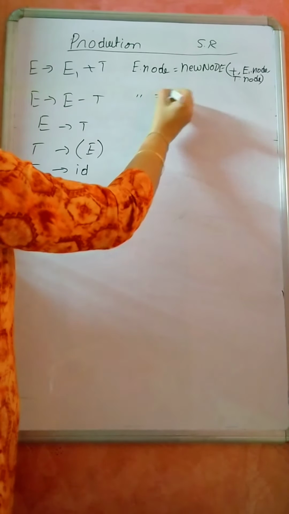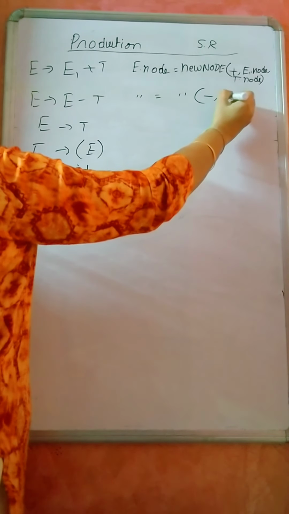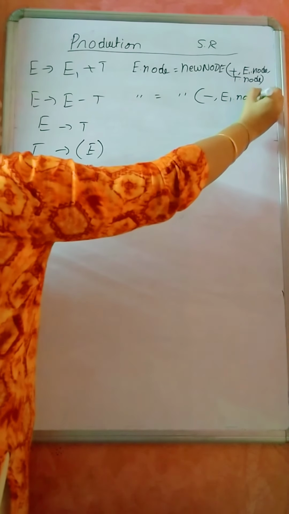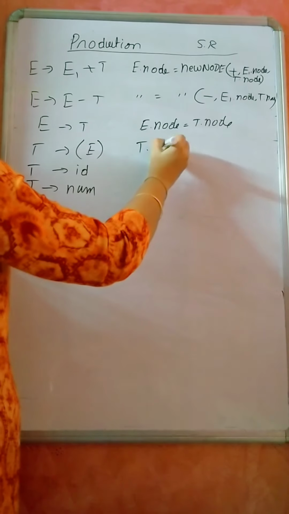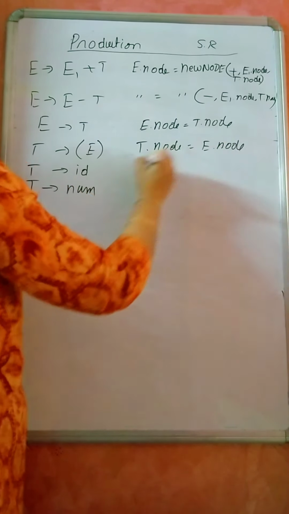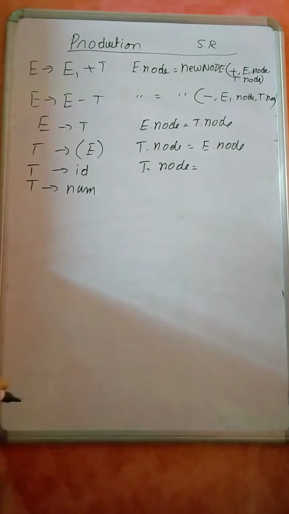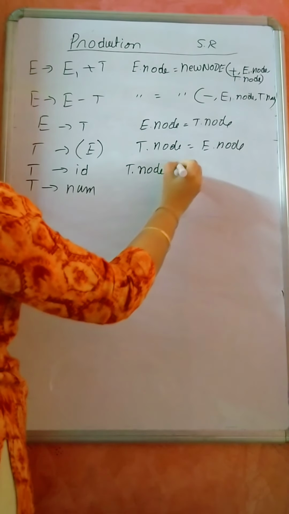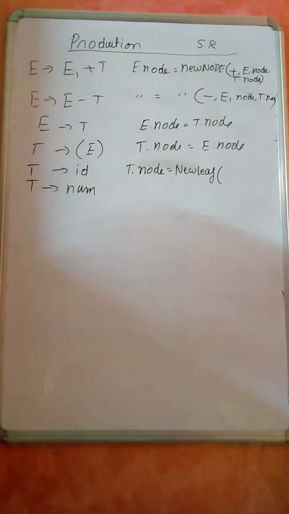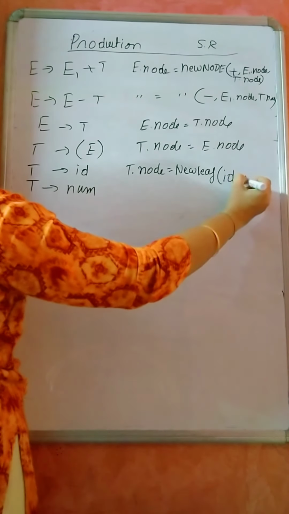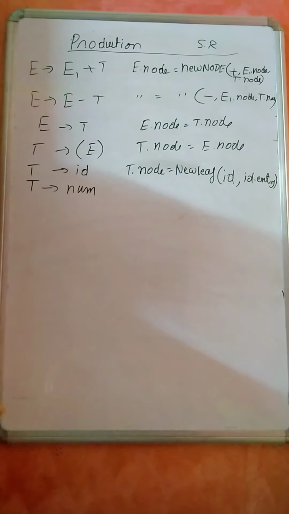So similarly for this E, new node minus, E1 dot node, comma, T dot node. Same thing for this also. Then E dot node is equal to T dot node, and T dot node is equal to E dot node. And T dot node for ID is a leaf node, correct? I told you how to do it for a leaf node. So T dot node is equal to new leaf, which is the function name. So it is new leaf of ID comma, because it's an identifier. The OP field is nothing but ID, then ID dot entry. Entry is from the lexical analysis, whatever data they are sending.